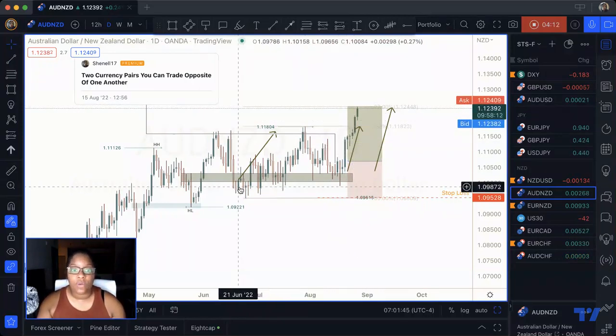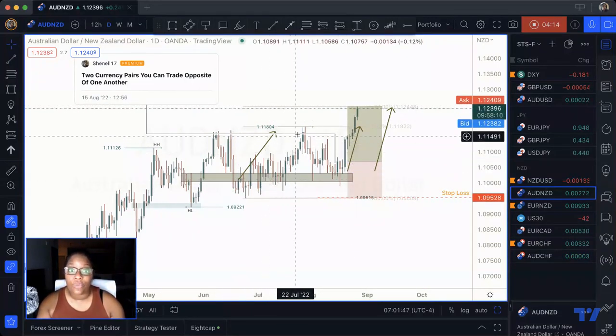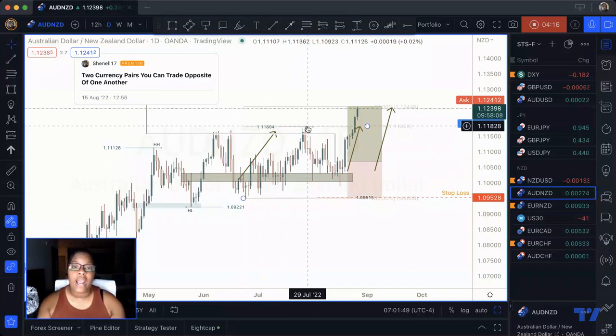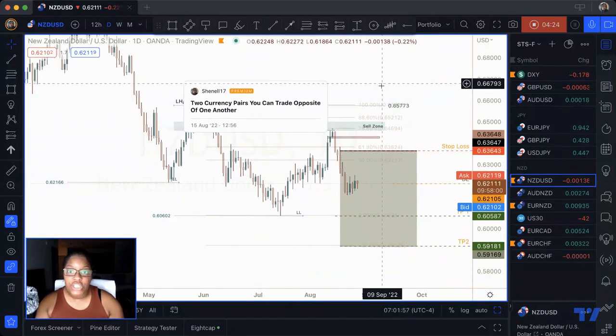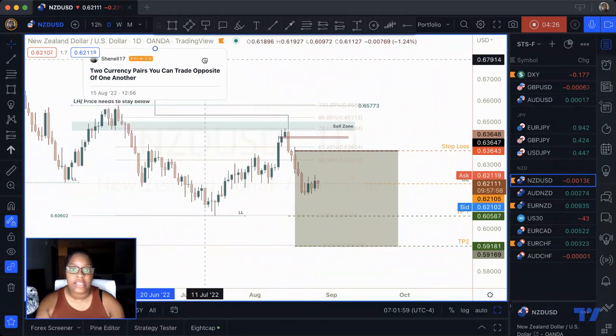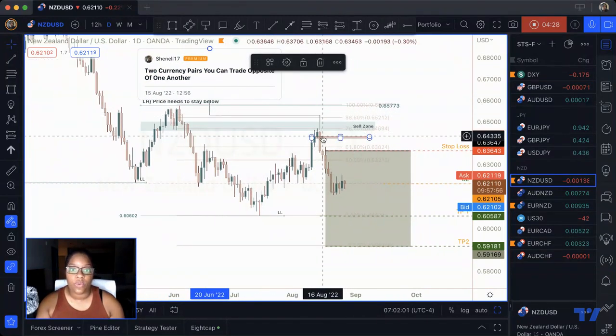Same thing happened back here when I entered the trade and I held through my first TP, right? And so these are some of the things that you learn to do when you swing trade. So let's even talk about the trade that's on the opposite side, which is New Zealand dollar. Okay, so you guys can see where I entered the trade on this candlestick.